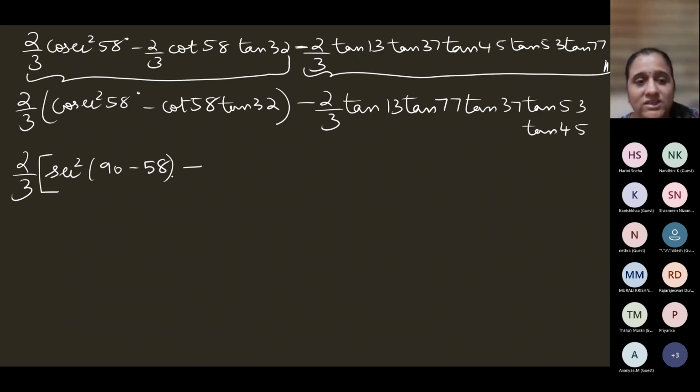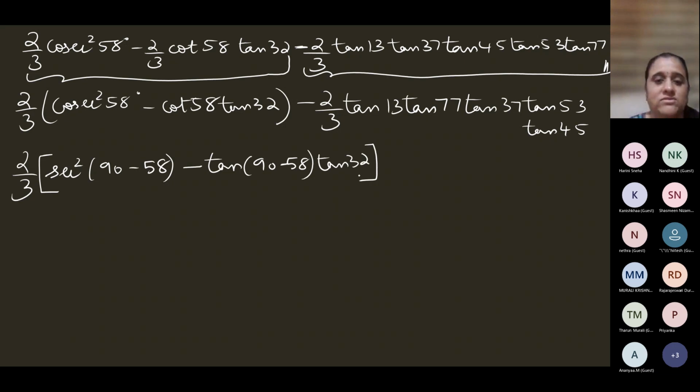Now tan square theta, secant square theta minus tan square theta. So let this tan 32 remain. Don't change that because you want tan square. So there is one tan 32. Change cot 58 to tan. So we know that cot theta is tan 90 minus theta, which is 58. Correct? Cot theta is tan 90 minus theta, tan 90 minus 58. So we have converted this cot to tan. Write this tan 32 as it is.